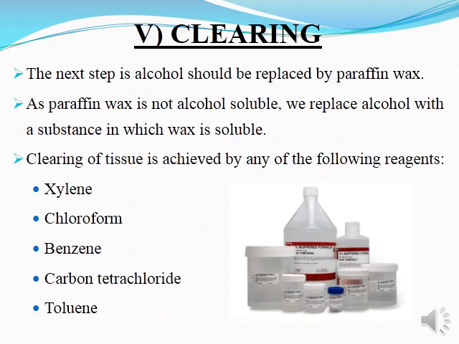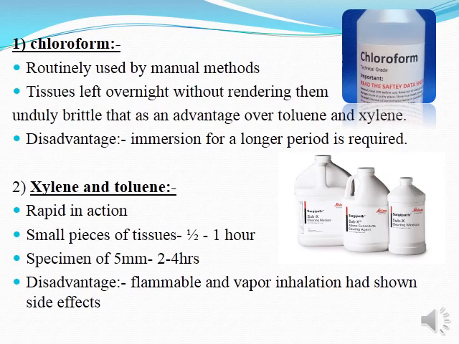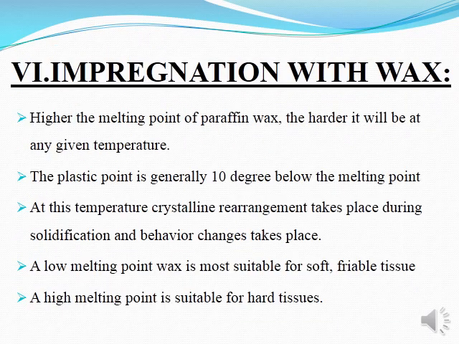Next is clearing. The next step is that alcohol should be replaced by paraffin wax. As the paraffin wax is not alcohol soluble, we replace alcohol with a substance in which wax is soluble. So the clearing agents can be xylene, chloroform, benzene, toluene. Okay, and we use xylene.